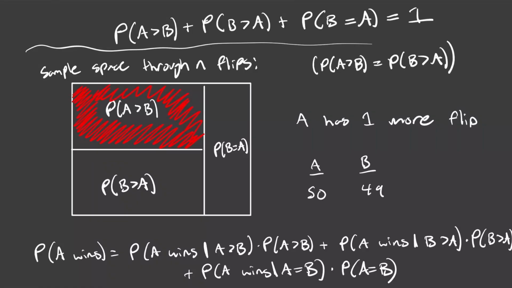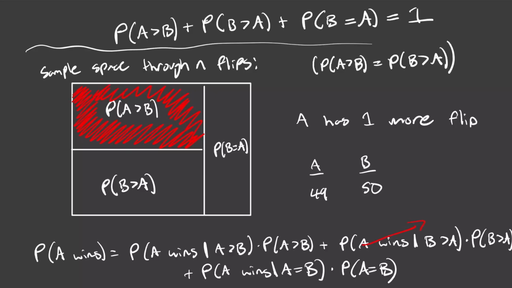So now, what if instead, through the first n flips, B has more heads than A? So for instance, what if B has 50 heads and A has 49? Well, A has one more flip to go, but notice that even if he gets heads, he's at best going to be tied with B, and in a tie, B wins. So the probability that A wins, given that B has more heads than A through the first n flips, is 0, right?